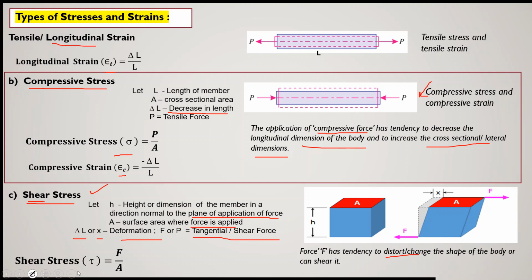So shear stress is given by the symbol tau, that is equal to F upon A, and similarly shear strain is given by the symbol gamma, that is minus x or minus delta L by h, or you can take it just as a positive value of x by h. You can write it as positive x by h, that will be the shearing strain.